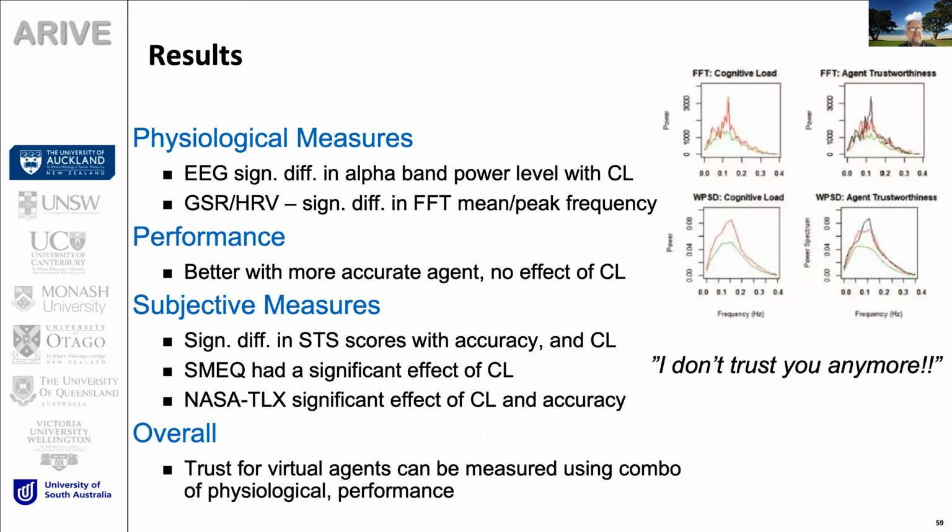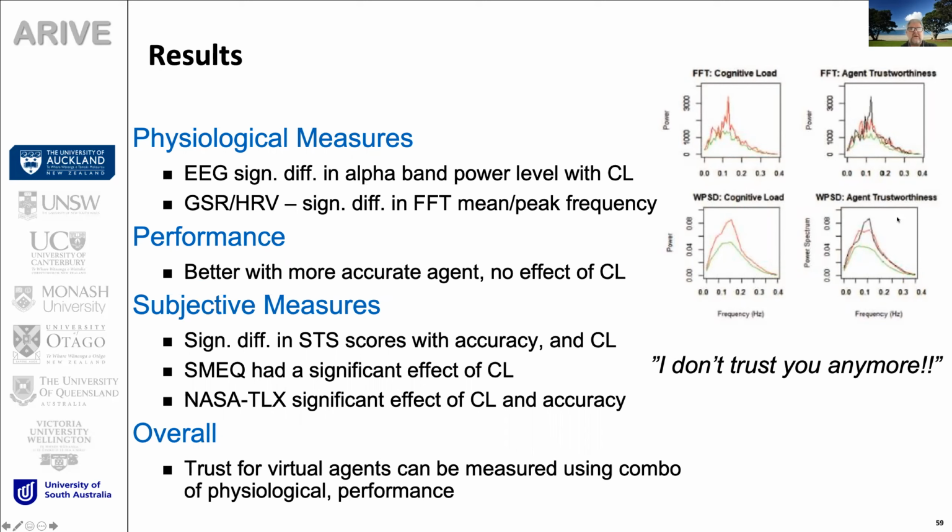So we measured, as I said, a bunch of physiological measures. We measured the EEG, and we measured the alpha power again. We measured the GSR and heart rate variability. We measured the performance and some subjective measures. And so these are the results. We basically found that just like before, we were able to measure a significant difference in the alpha power level with the EEG. And then looking at the heart rate variability, we were able to see a significant difference in the fast Fourier transform processing of the raw data corresponding to trust value.